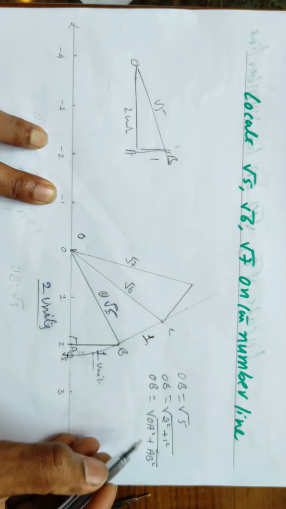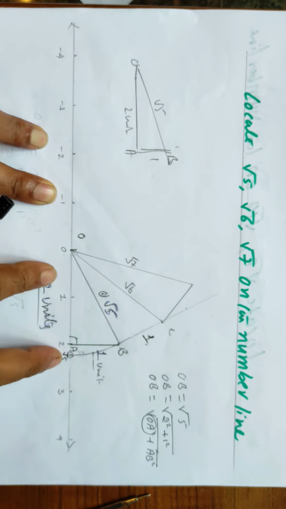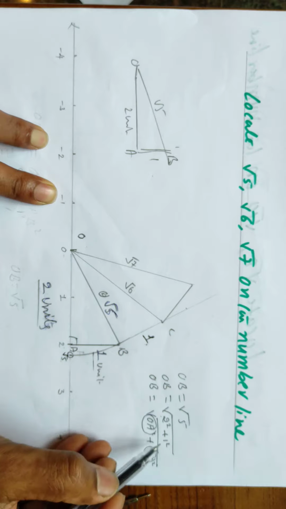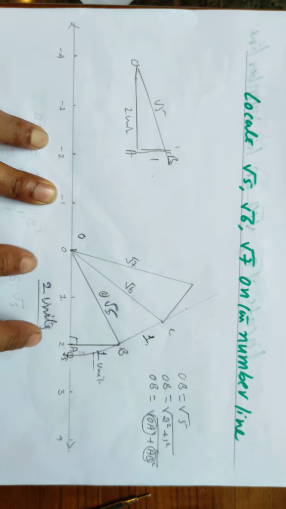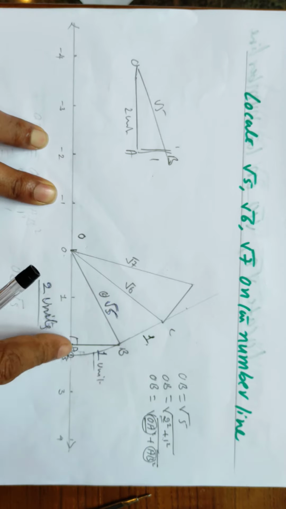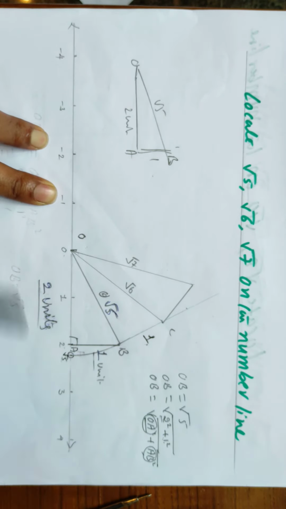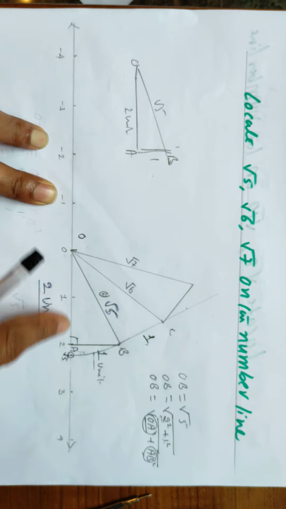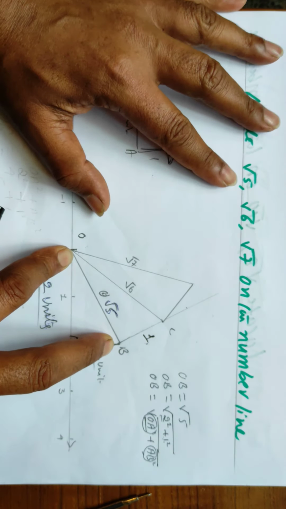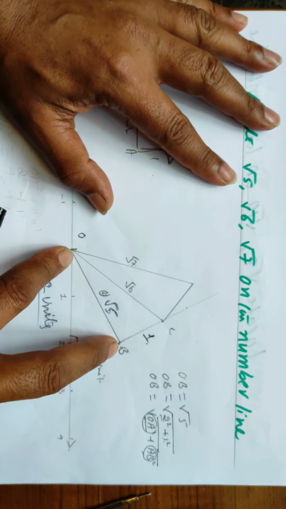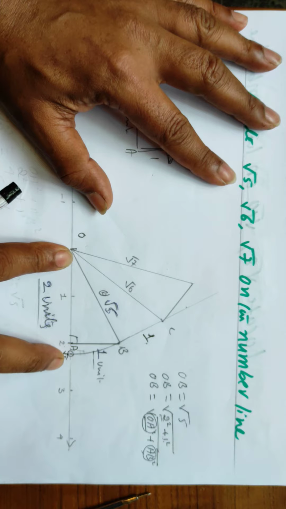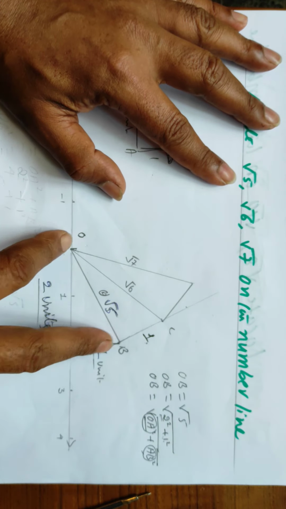Is it not? So how much is OA? That is base 2. And how much is height AB? That is 1. So now you have to select base as 2 units and height as 1 unit. You have to construct a right angle triangle. There you will get the hypotenuse as root 5. So length of the hypotenuse, that is root 5, is shown on the number line using compass.